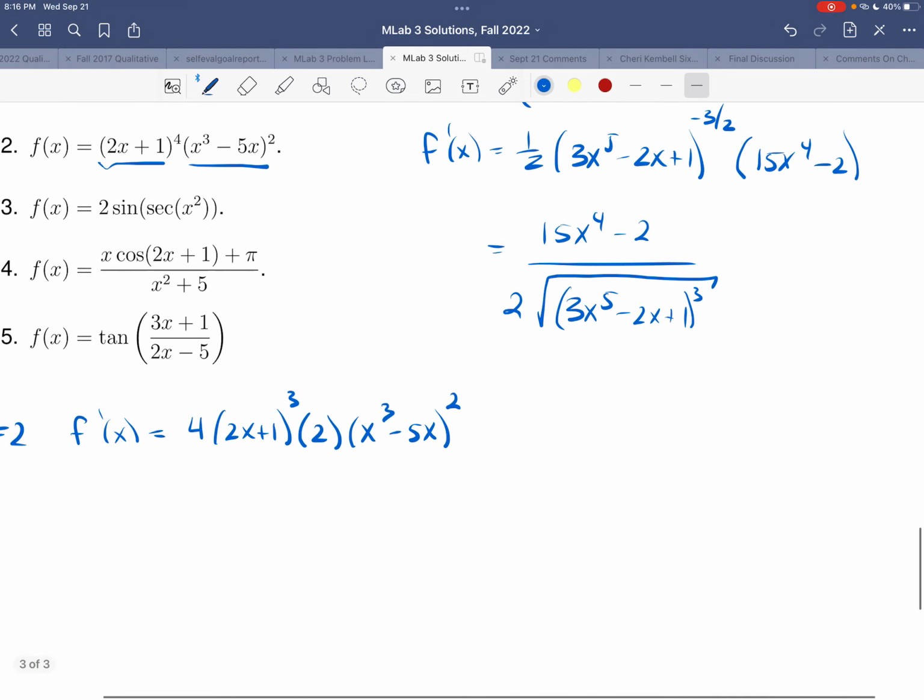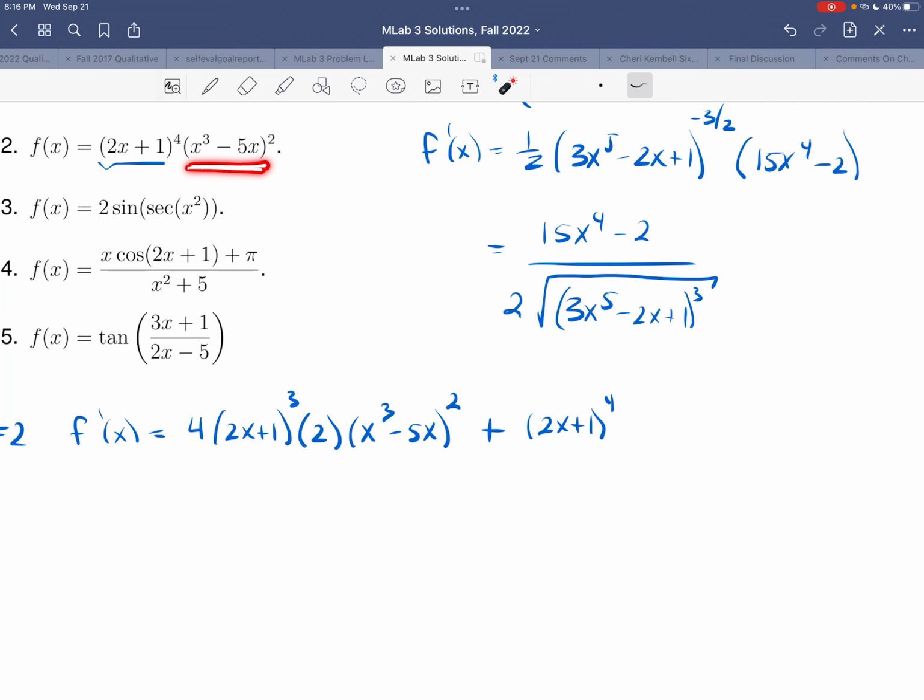So I'm going to multiply by x cubed minus 5x squared. Then I'm going to go over and say plus. Now I'm going to write down the first term as is and write this as 2x plus 1 to the fourth. And now I'm going to take the derivative of this side. So I'm going to get a 2 times x cubed minus 5x all to the 1 power. And then I'm doing the chain rule. When I do the derivative of this side, I'm doing the power rule. And then I have to multiply by the derivative of the inside for the chain rule. And so I get a 3x squared minus 5.